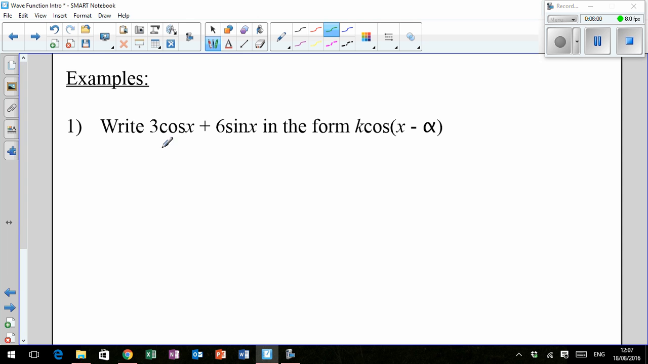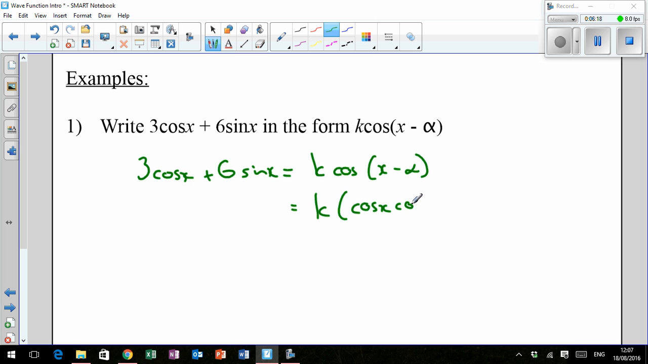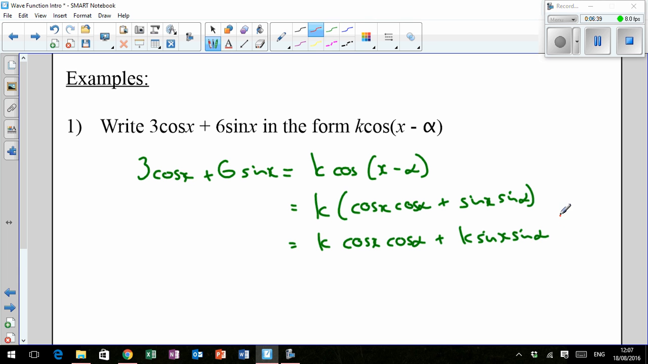Okay, now looking at a couple of examples, we want to write 3 cos x plus 6 sin x in the form k cos(x minus alpha). So this expanded really means k (cos x cos alpha plus sin x sin alpha), which when you multiply out gives k cos x cos alpha plus k sin x sin alpha. Now we're going to compare coefficients. And just while we're doing this, there's your first mark, just for being able to expand that. That's a scale higher, so there's your first mark.